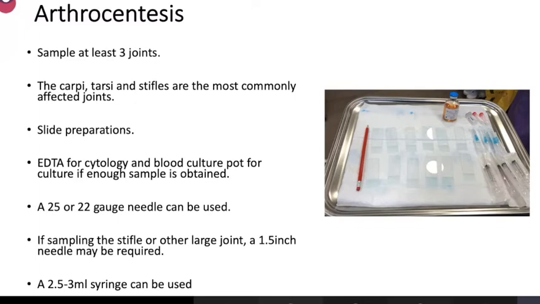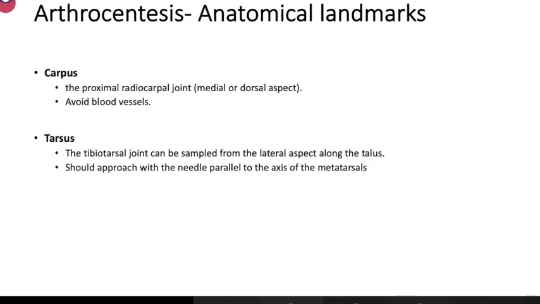And a 25 or 22 gauge needle can be used with a 2.5 to 3 ml syringe. If you're going to go for a larger joint, particularly in a big dog, you may well need a larger needle, so a 1.5-inch needle for the stifle can be used. And then broad anatomical landmarks for sampling the carpus. Generally, the proximal radial carpal joint is the easiest joint to access.